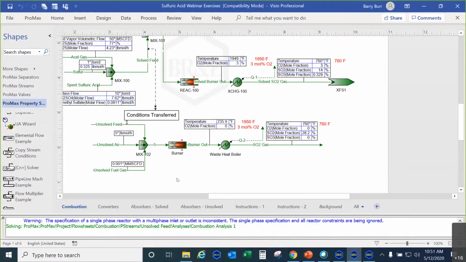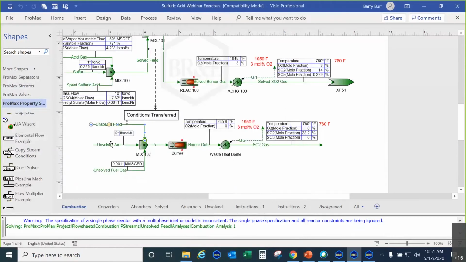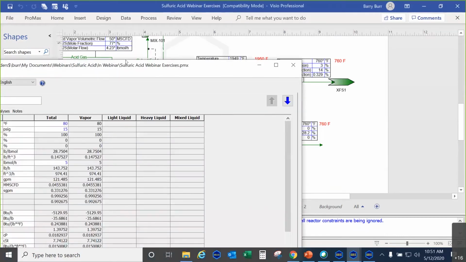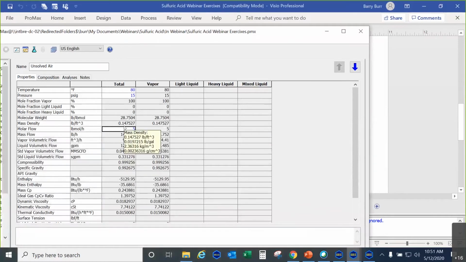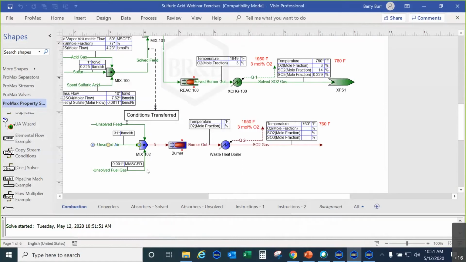I want to make an initial guess to bring this to complete combustion. Right now I have 5 moles an hour, but air is about 20% of the feed stream. So I multiply 6.1 from the combustion analysis times 5, and that's about 31 moles per hour. So let's change our initial guess to 31 moles per hour, and then re-execute this flow sheet.